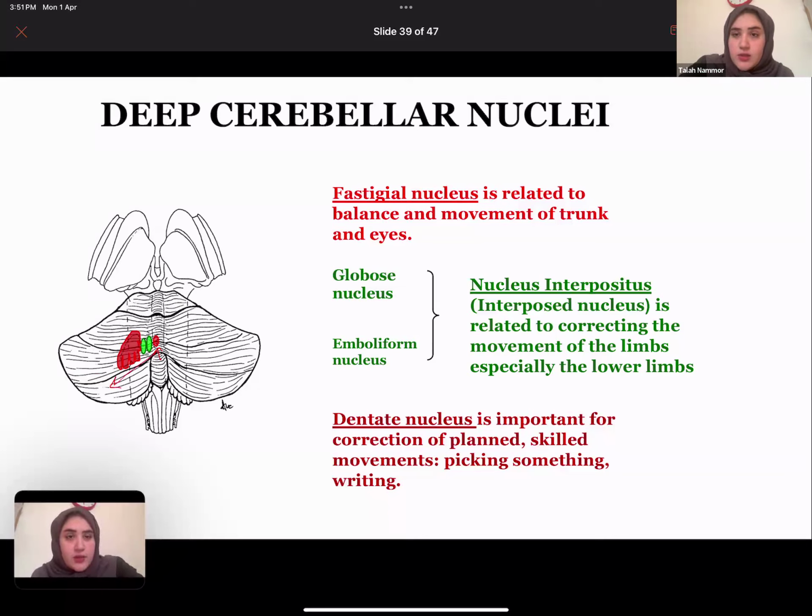So we're starting off with the vestibular nucleus. The vestibular nucleus is related to balance and movement of the trunk and eyes. You can see that the vestibular nucleus is literally in here, in the middle, in the vermis. So it makes sense, and it has to do with the movement of the trunk, because we said that it is really related to basically movement.